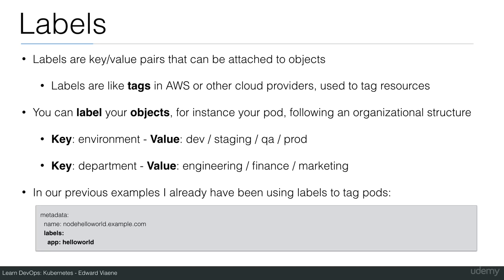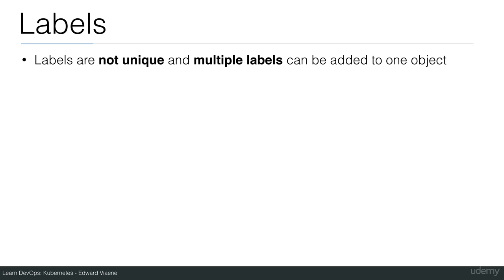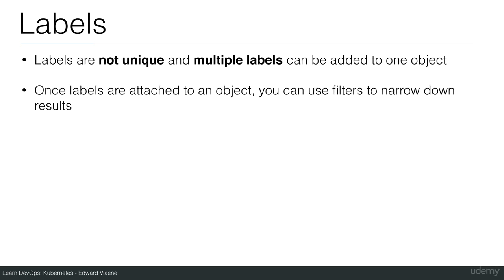In our previous examples, I have already been using labels to tag pods. This is how it looks. I always added labels, for instance, the app Hello World. Labels are not unique, and multiple labels can be added to one object. Once labels are attached to an object, you can use filters to narrow down the results.